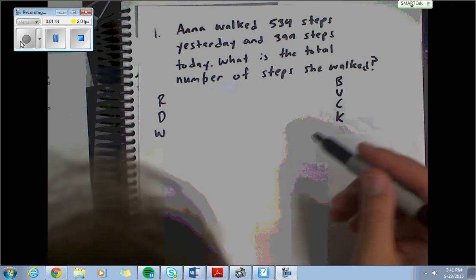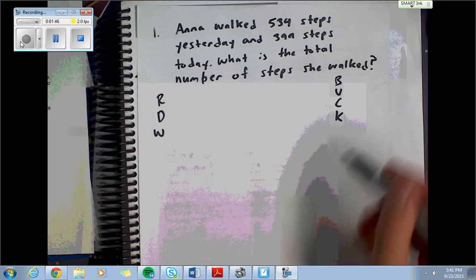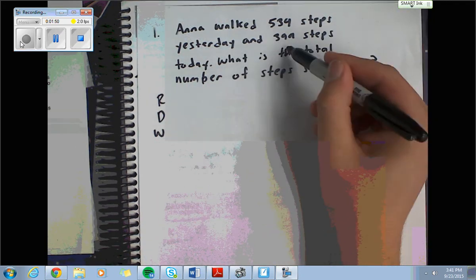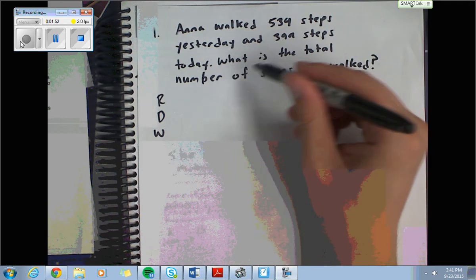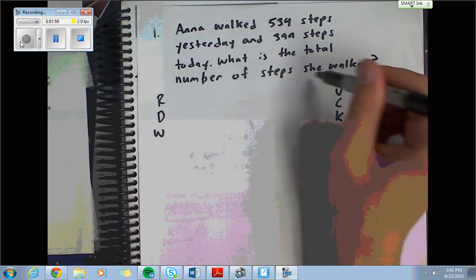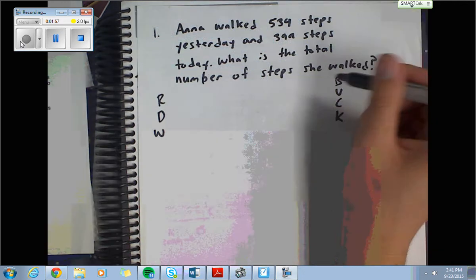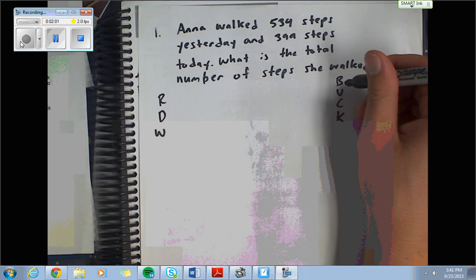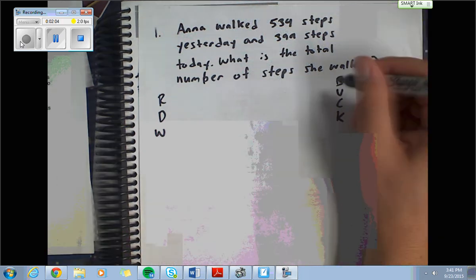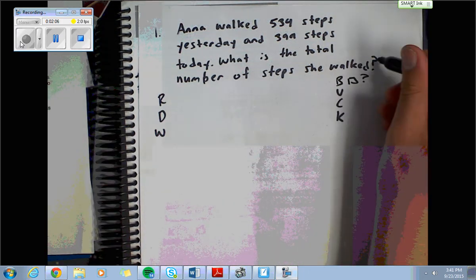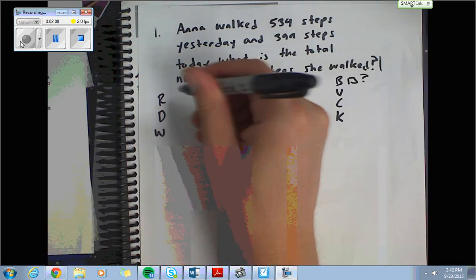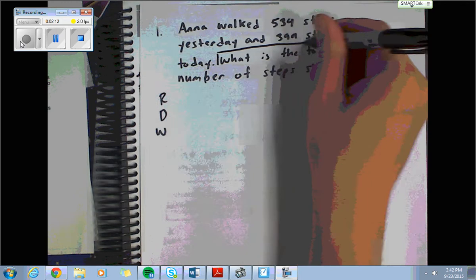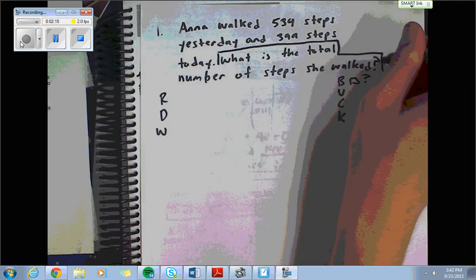So let's read the problem first, and then we'll talk about what BUCK means. So Anna walked 534 steps yesterday and 399 steps today. What is the total number of steps she walked? So that's the reading process, but when I read, I should do BUCK as well. B stands for box the question. So I got to look for my question mark. I see it right here, and then my question begins right here with what? The question word what. So what is the total number of steps she walked?